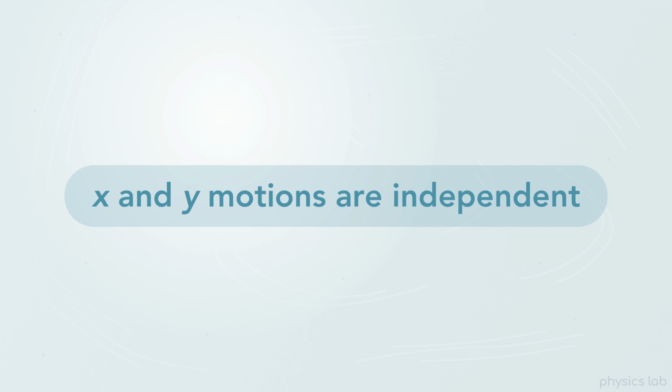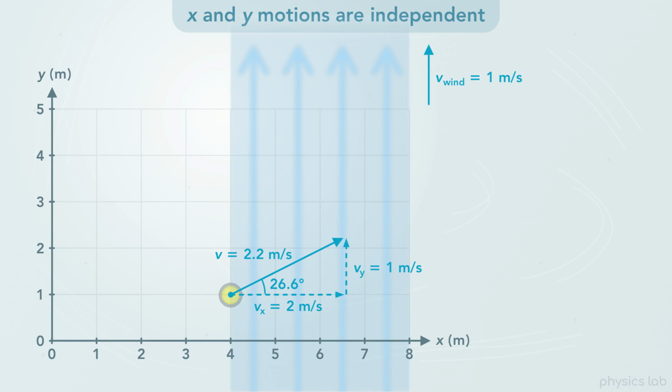At this point, there's an important concept we need to talk about, which is a fundamental part of motion and forces. And that's the fact that the x and y motions are independent. In the last example, if the stone's actual velocity was 2.2 meters per second in this direction, then why do we care about these things called components? Why is it useful to focus on the stone's motion in the x direction or the y direction?